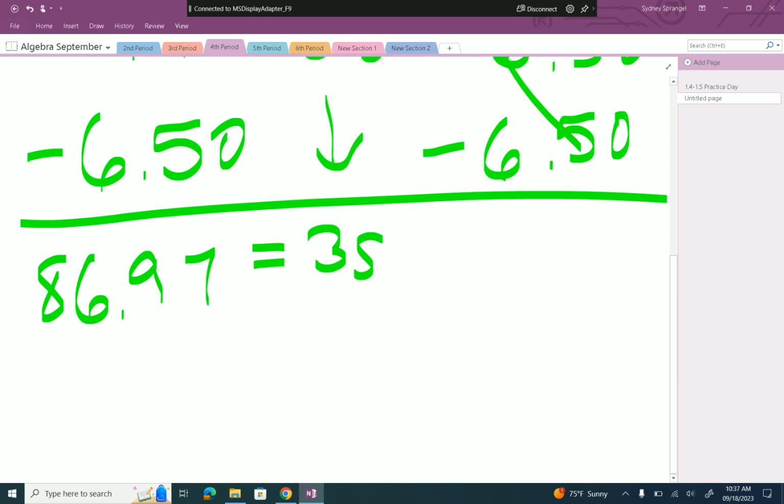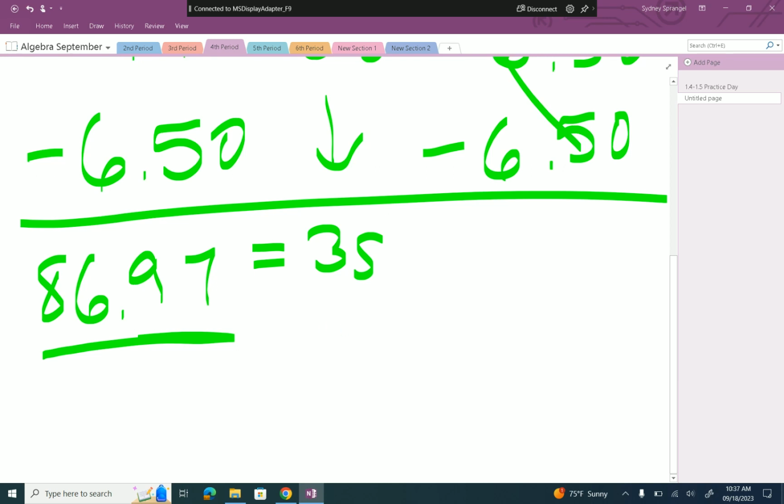What do you think? What did we say 3 times s was worth? Because s means shirts. So if I'm multiplying the shirts by 3, how many shirts do I have? 3. So this is telling me $86.97 is how much 3 shirts cost.